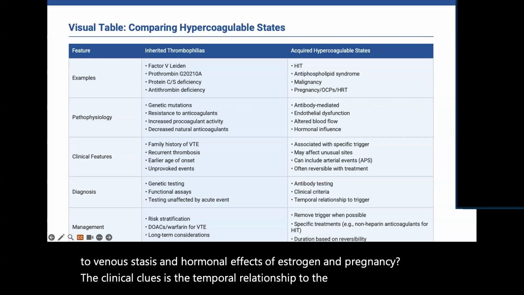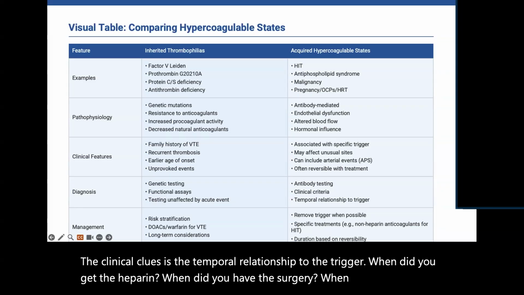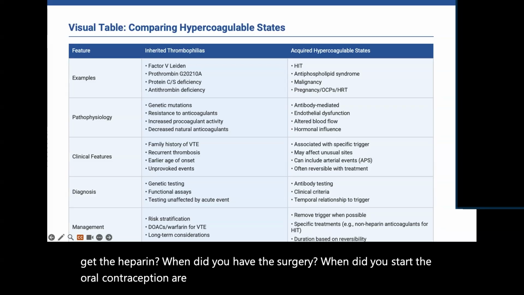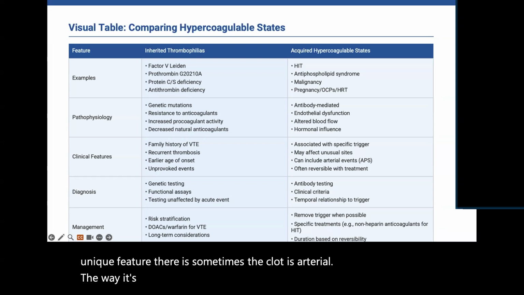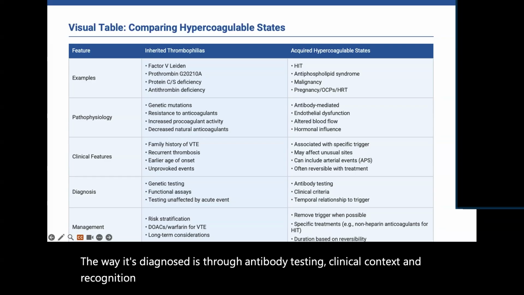When did you get the heparin? When did you have the surgery? When did you start the oral contraception? Are you postpartum? In antiphospholipid syndrome, the unique feature there is sometimes the clot is arterial. The way it's diagnosed is through antibody testing, clinical context, and recognition of timing.